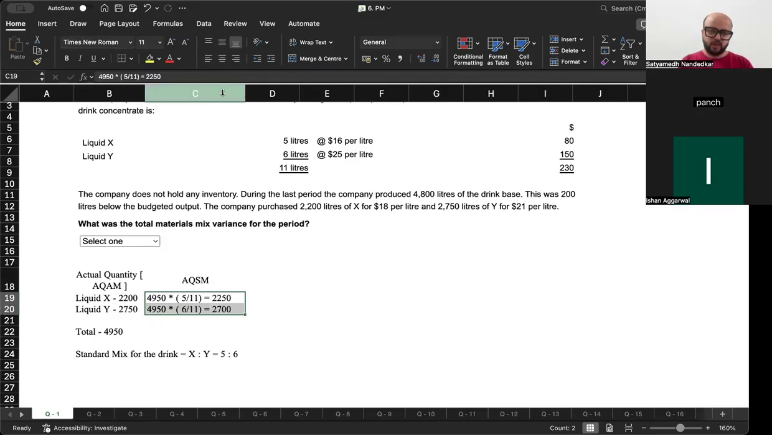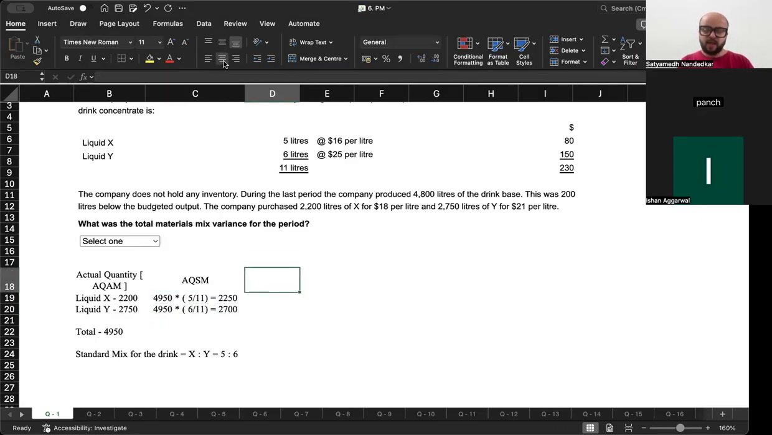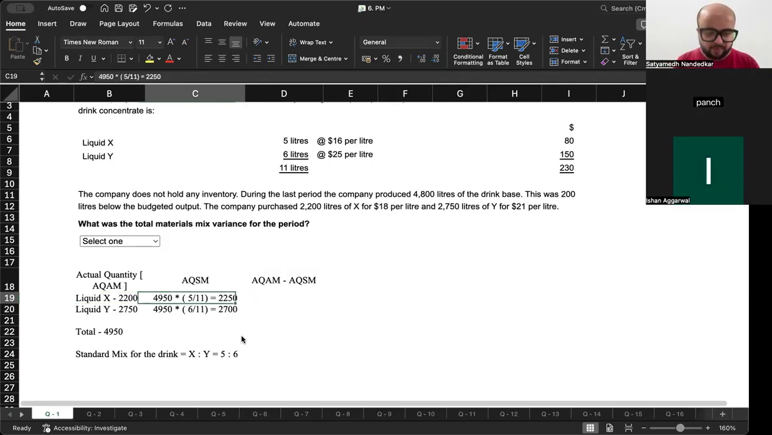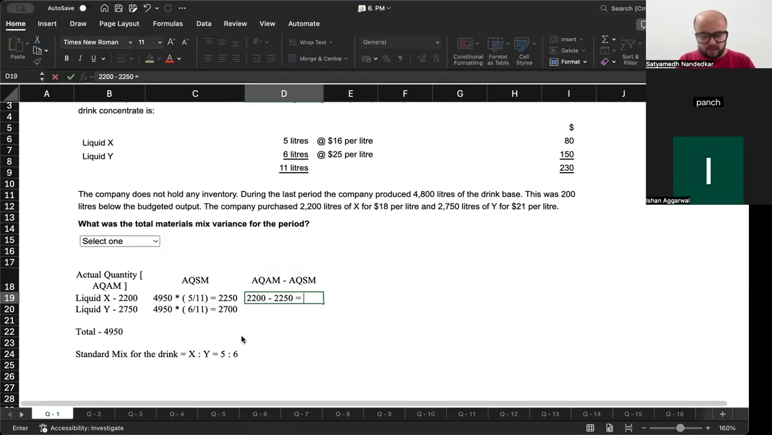Okay. Now with this information, actual quantity actual mix, actual quantity standard mix. Now AQAM minus AQSM. And I have told you, I'm sure when you have watched the recording, one thing you have come to realize is that your favorable or adverse can never depend on the sign. It always depends on the situation. Now, in this case, as per the standard mix, you were allowed to use 2250, but you ended up using 2200. Correct. So you used less than what ideally you should have used. So 2200 minus 2250 is 50 favorable. You used less than what you were supposed to use.